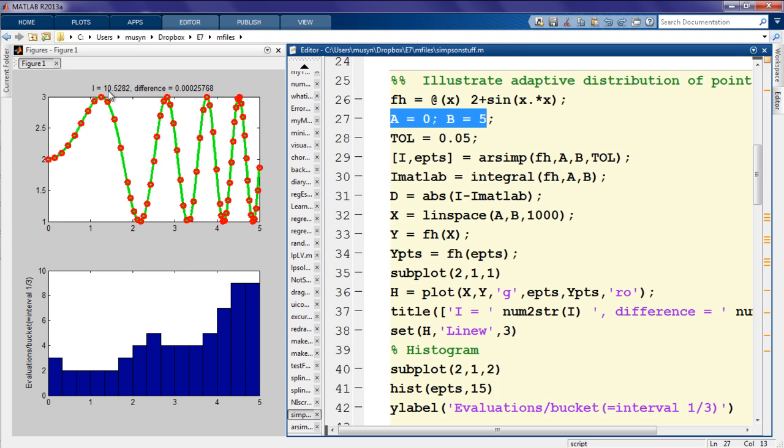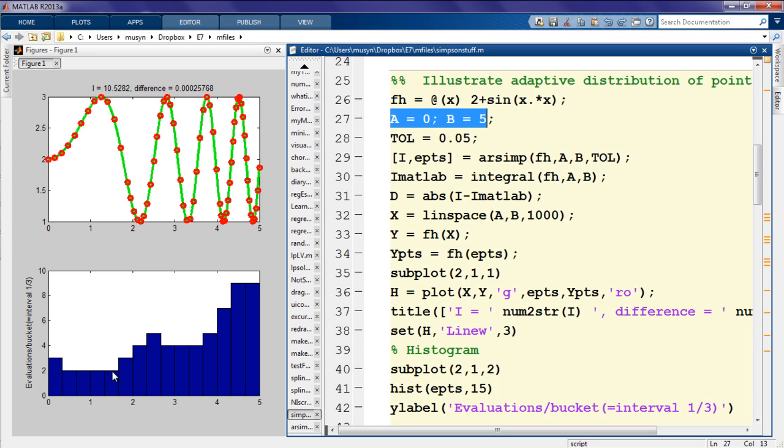So what we see is that we obtain an integral of 10.5282. The difference between our return value and MATLAB's is about 2 10,000ths. The red dots are the samples of where our adaptive recursive Simpson algorithm ended up evaluating the function. It's hard to see the density from this point of view, but here we show the number of points in each bucket. From 0 to 1/3, there are 3 points. From 1/3 to 2/3, there are 2 points, and so on.